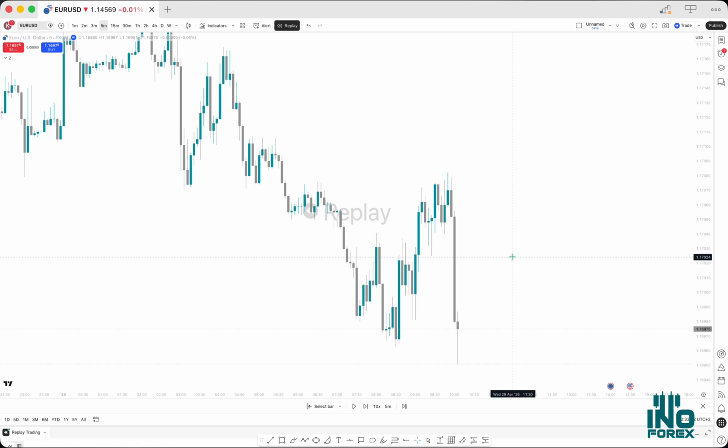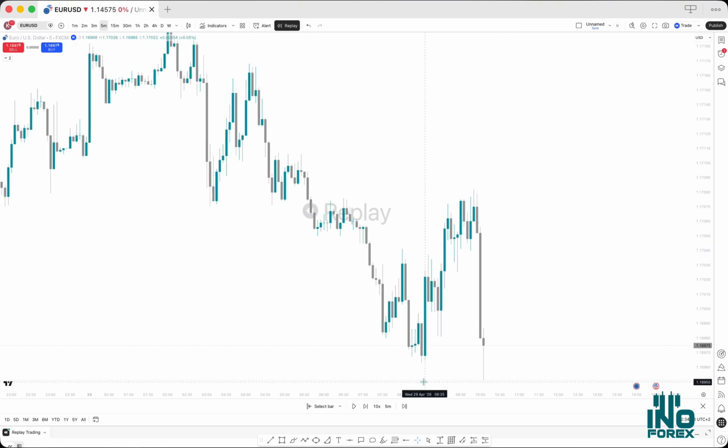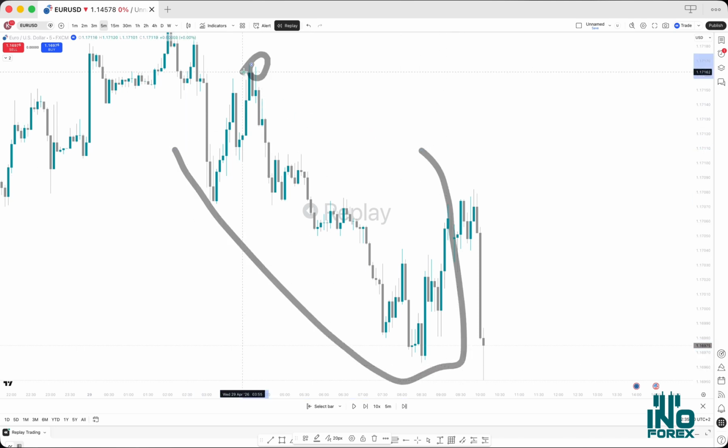As I told you, first of all, we start by mapping market structure. Marking market structure helps you identify the direction of the market. So as you see, based on what we have seen on the last chart, when the market creates higher lows and higher highs, it means the market is bullish. Here, this market is bearish because it creates lower high, lower low, lower high, lower low.